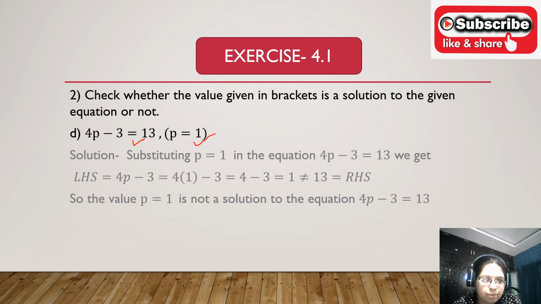So substitute the value of p equal to 1 in the equation 4p minus 3 equal to 13. We get left hand side is 4p minus 3. So substitute the value of the variable p, that is 1. Then 4p minus 3 becomes 4 multiplied with 1 minus 3. 4 multiplied with 1 minus 3 is 4 minus 3, and 4 minus 3 is 1. So 1 is not equal to 13 on the right hand side. So the value of p equal to 1 is not a solution for the equation 4p minus 3 equal to 13.